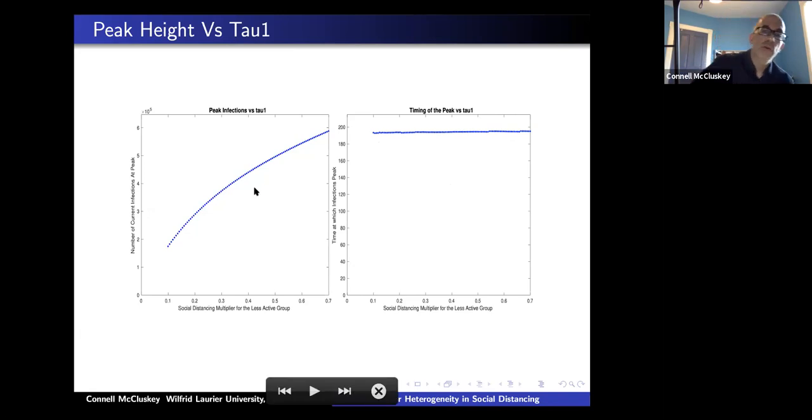In the left-hand portion, the video I showed a minute ago begins over on the right-hand side of this left-hand picture when tau1 is equal to 0.7. As the video progressed, tau1 moved left in this picture. On the vertical axis, I'm plotting how high the peak is. And we see that as tau1 decreases, the height of the peak decreases monotonically. Again, this is about a 70% decrease in the height of the peak.